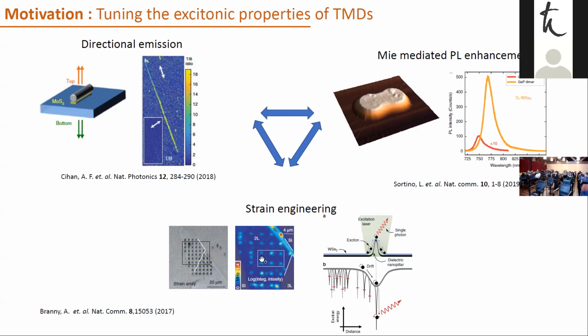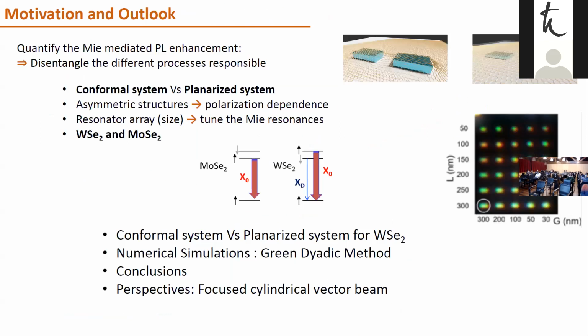like in this case. So in this type of system, all of these three phenomena will always come together and intertwine. So the idea of this work was to really try to disentangle the different processes responsible for the PL enhancement. We came up with the idea to compare a conformal system, where the layer is deposited on top of the antennas over the substrate, so it will be deformed by the antenna, with a planarized system, where the antennas are buried inside the substrate and the TMD layer is deposited on top and is not deformed at all.